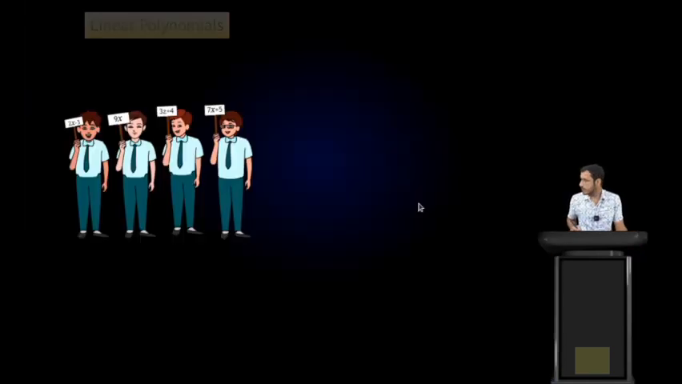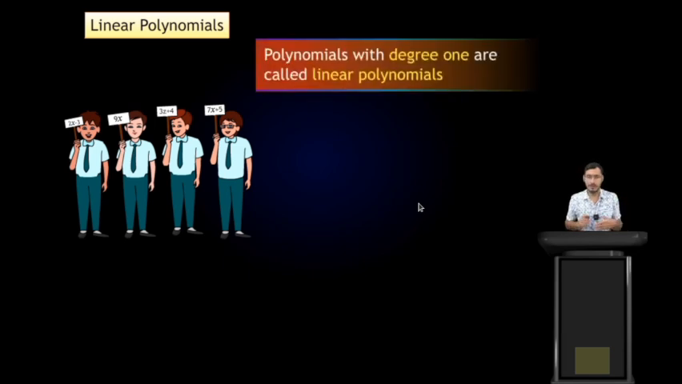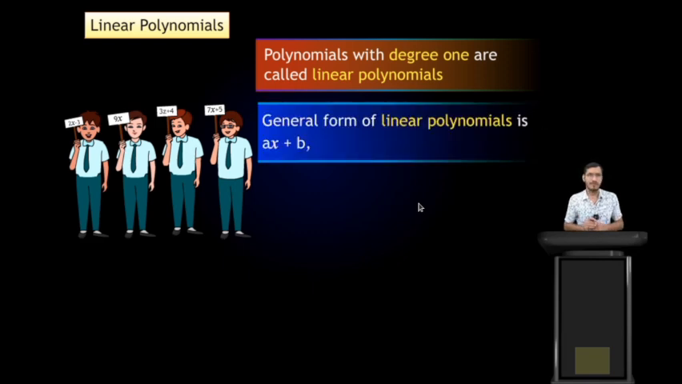So linear polynomial: the highest power of the variable is 1 here. That means polynomials with degree 1 are called linear polynomials. Now the general form of a linear polynomial is ax plus b, where the second term is a constant and the first term is a variable. So ax plus b is the general form of a linear polynomial.